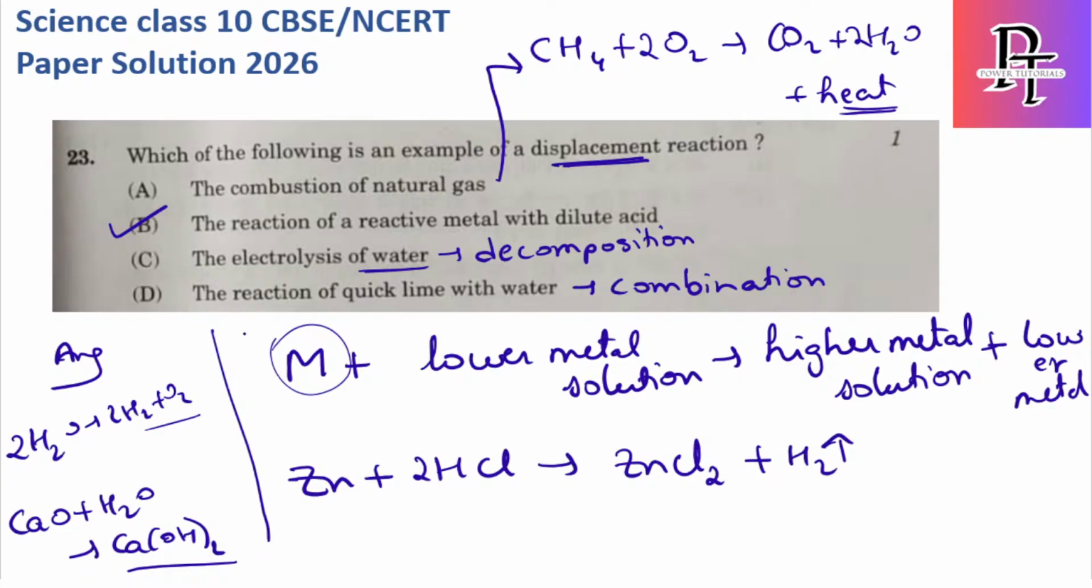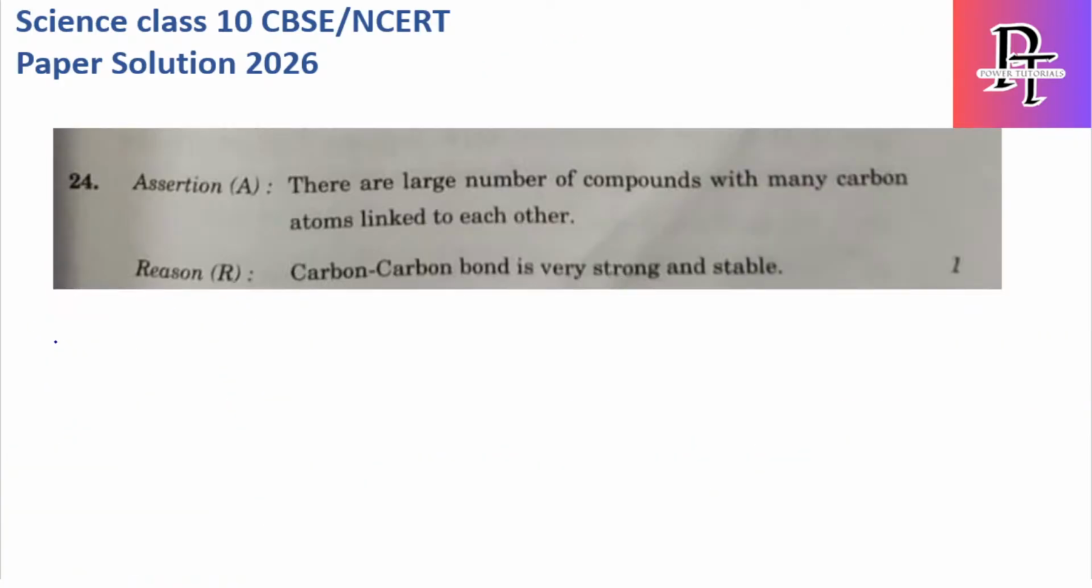Okay, and the reaction of quicklime with water is a combination reaction, where you can see here this is the reaction for option D, where quicklime combines with water to form slaked lime. Okay, and electrolysis of water is a decomposition reaction where 2H2O, that is water, decomposes into 2H2 and O2, which is hydrogen and oxygen. Okay, see the last question from chemistry MCQs.